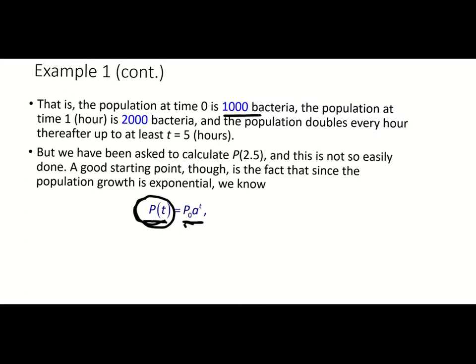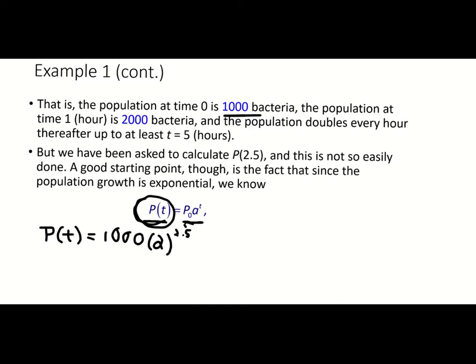And then we know at 1 hour it's 2,000. So we know it doubles every hour. A is your growth rate, like the base of your power. If it doubles every time, A is going to be 2. So we're going to write an equation. Our P of t is going to be equal to our initial population of 1,000 times 2 to the t, where t is your time. So we want 2.5 hours. That's our equation that we're going to calculate to find the bacteria after 2.5 hours.